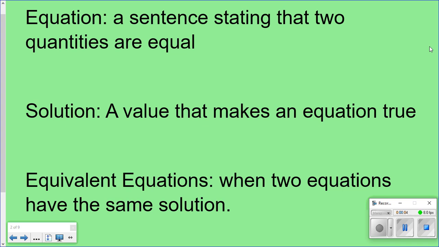So equation, solution, and equivalence. How big of a space? I don't know, a line or two. A line or two.